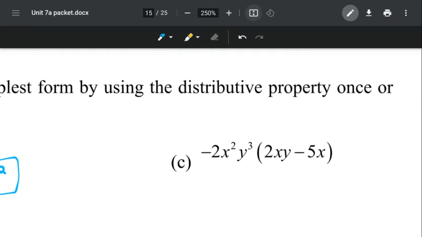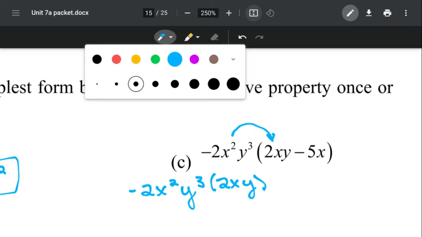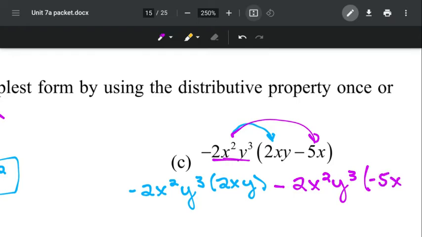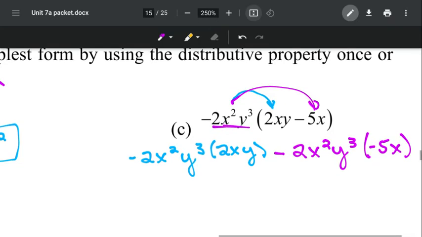Oof. So we're going to distribute here. If that seems a little crazy to you, you can always write out what you're doing. So I take my outside term times 2xy, okay? Then when I distribute again, I rewrite this, minus 2x squared y to the 3rd, and then times negative 5x. If that's easier for you, go for it.